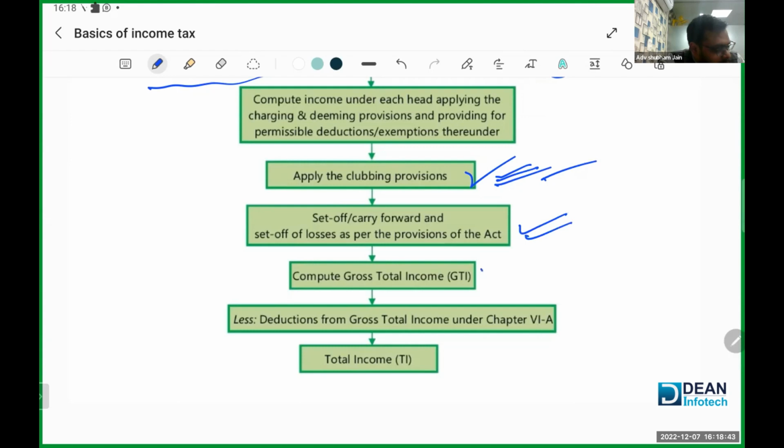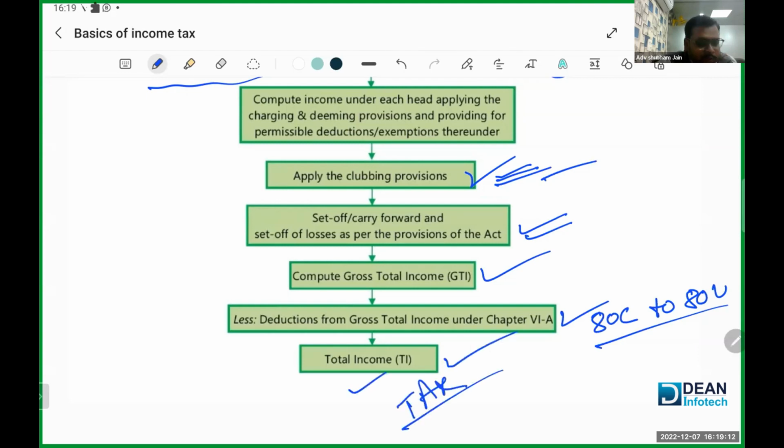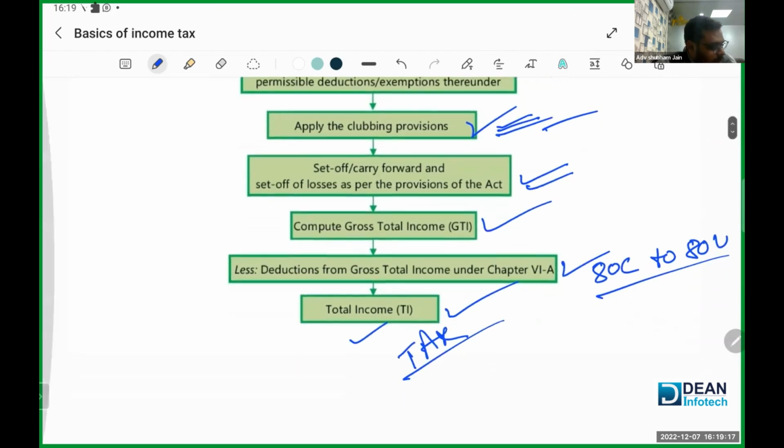After doing all these things, we arrive at the gross total income. The total of these steps will give us the gross total income. After having the gross total income, we are going to deduct the deductions under chapter 6A. These deductions include deductions from section 80C to section 80U. As you all know, life insurance and everything gets covered under these sections. When we deduct the deductions from the gross total income, we arrive at total income, and then the tax on this total income is calculated and we have to pay it to the government. I hope this is clear till now.